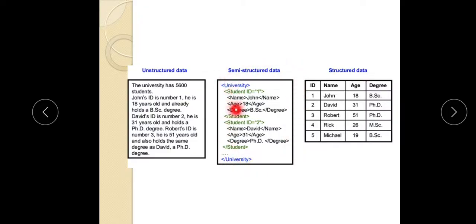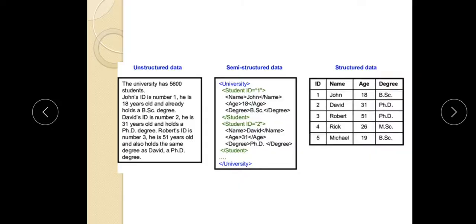So this is a semi-structured form. This language is called XML, extended markup language. Here they have defined a header, university. Under the header university, it has student ID 1, and the name is John, age 18, degree BSc. Then they close the student tag. First they open the university tag, then under that they open the student tag, and under the student tag they write the information: name, age, and degree.